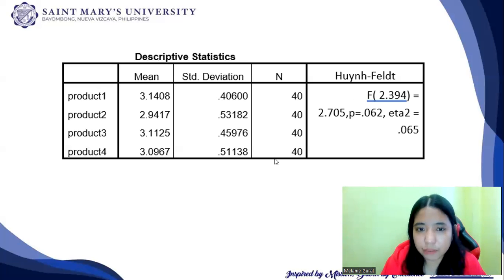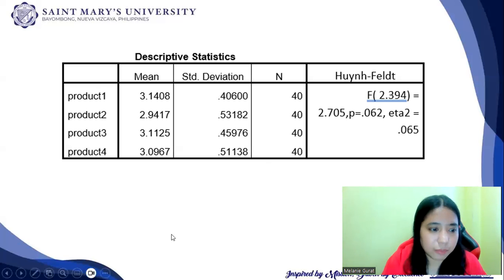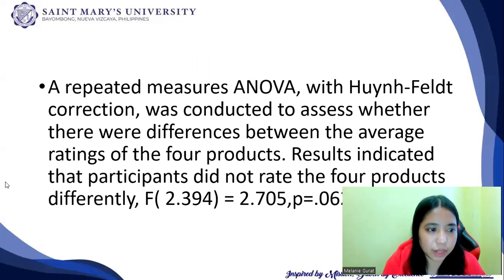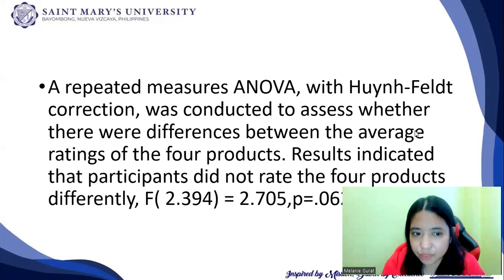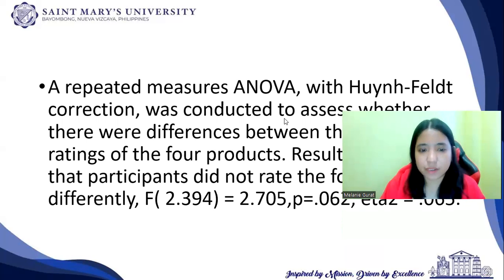We also have a simplified interpretation. Let us move to the next slide. I just emphasize here the results. Repeated measures ANOVA with Winfeld correction was conducted to assess whether there were significant differences between the average ratings of the four products. The results indicated that the participants did not rate the four products differently. So that is the result, and that is how to interpret the table. Thank you for watching.